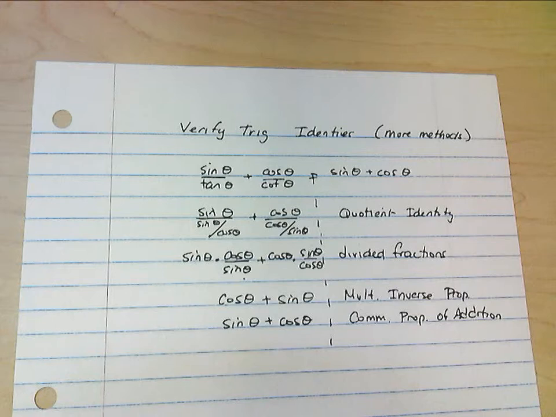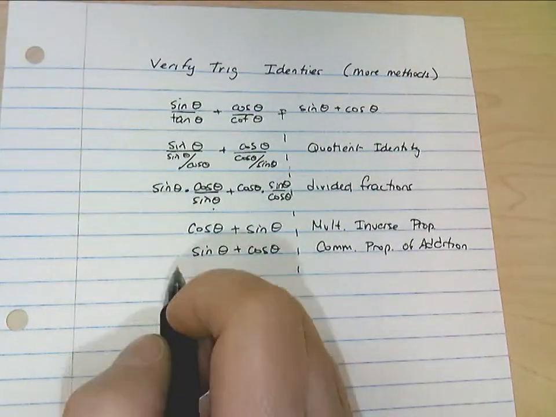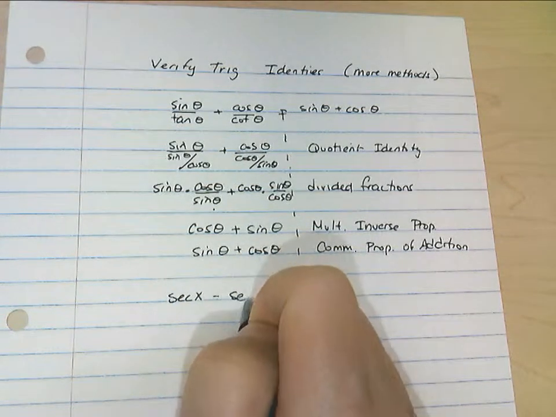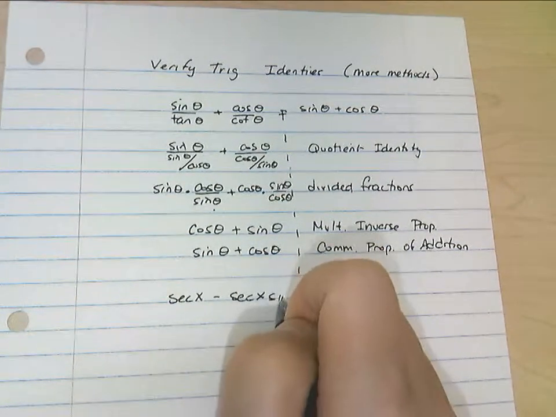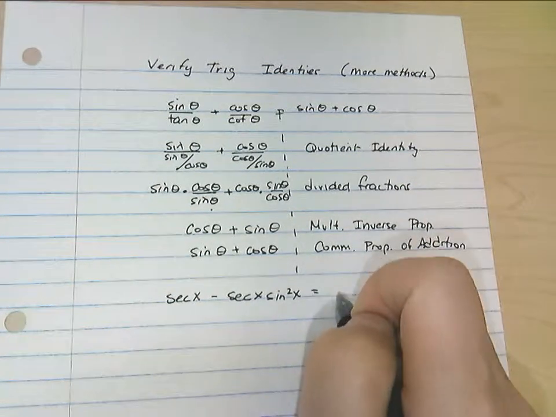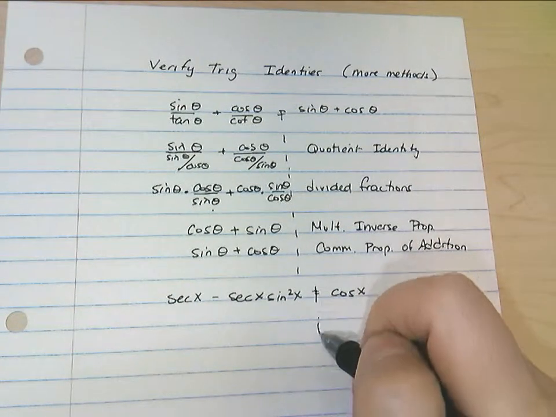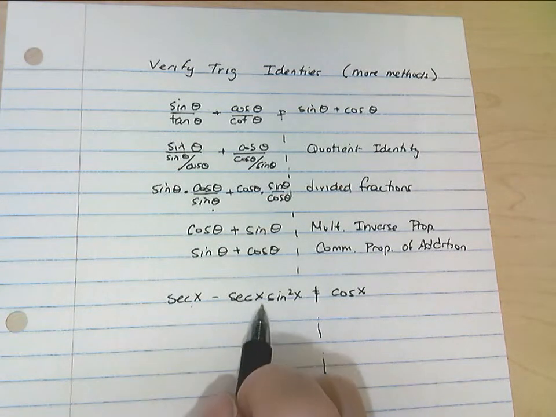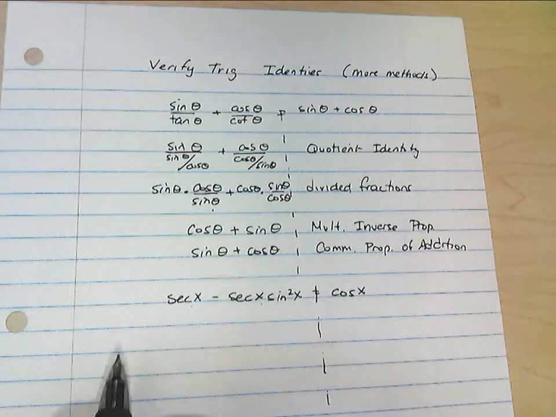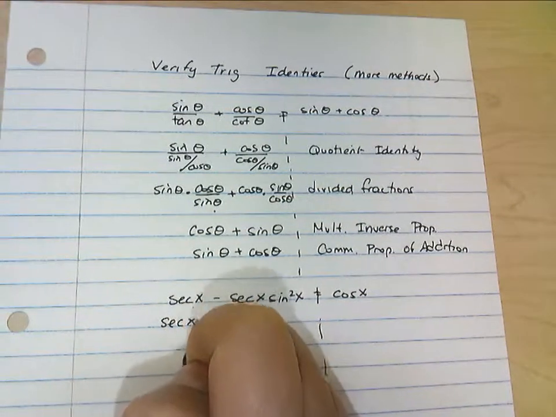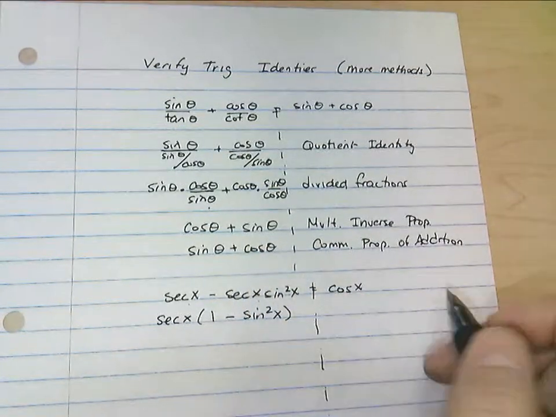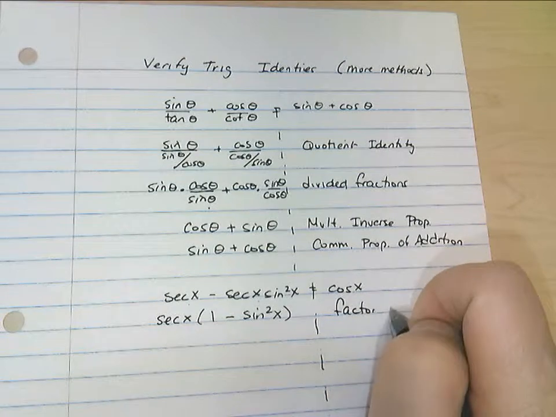The next problem I'm going to do is secant x minus secant x sine squared x, and that's going to equal cosine x. Since I have a secant x in the first term and a secant x in the second term, I can factor out secant x. So when I factor out secant x, I'm left with 1 minus sine squared x. So I factored actually a GCF.